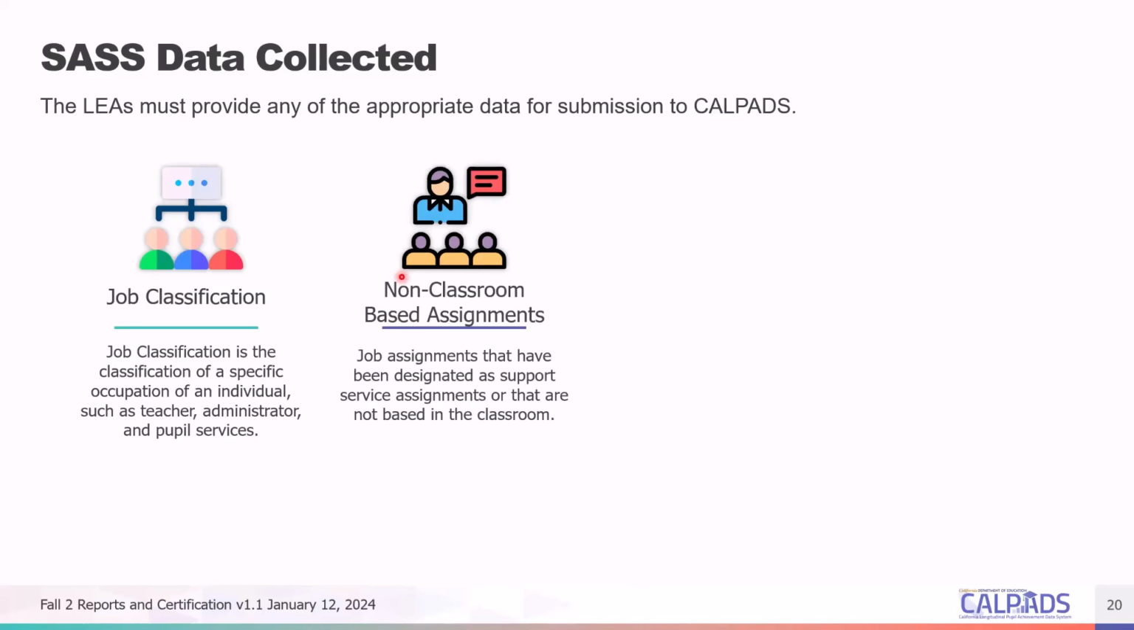It also includes the non-classroom based assignments. So these are the roles that the staff members are doing at your district. If you have an admin or pupil service, the non-classroom based assignments could be, let's say, a principal, a superintendent, a psychologist, or a nurse.